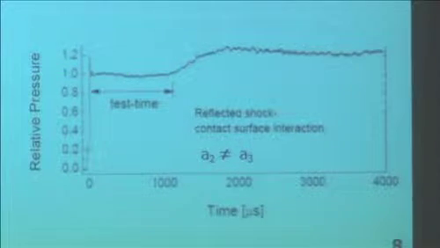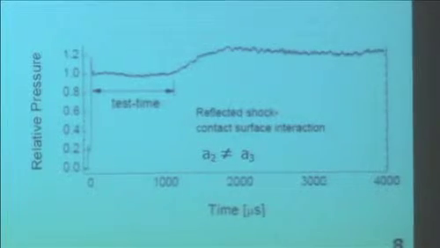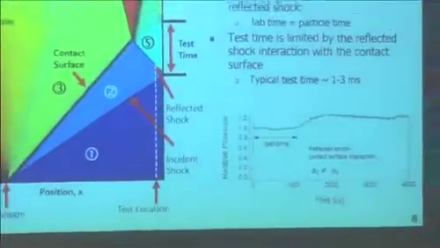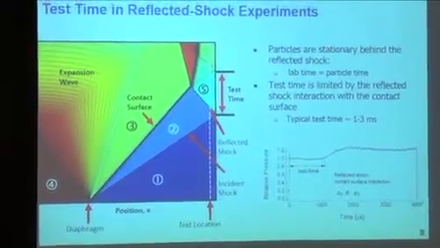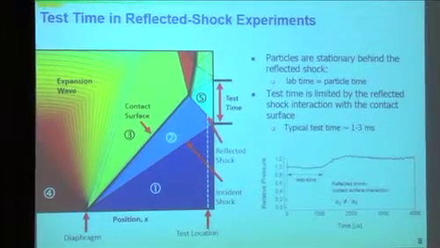Then if you haven't fixed this problem, you'll get some sort of a distortion. If you fix that problem, you can get 10 milliseconds pretty easily. And all this depends on the length of the shock tube. So you can also make your shock tube longer if you have room.